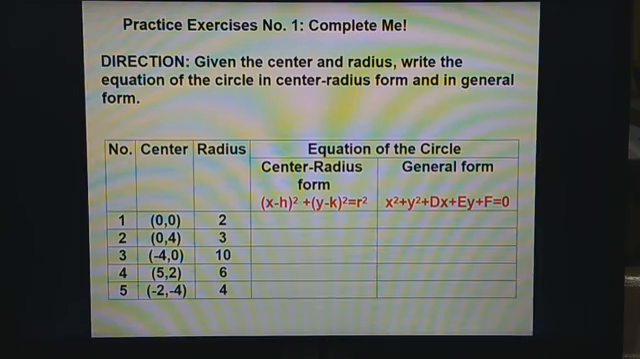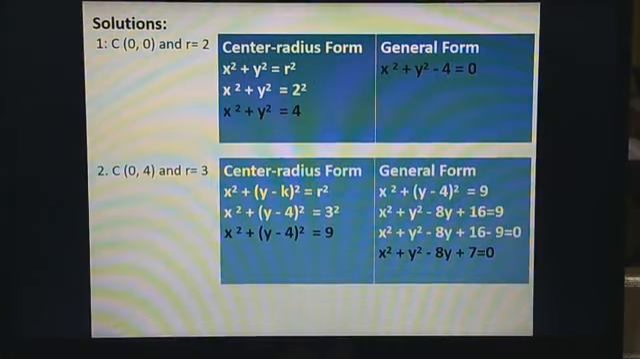Okay, let's proceed to number 1. So if the center of the circle is at 0, 0, and the radius is 2, what will be the center radius form and the general form if this is the given? So here is the solution on how you're going to write the equation.